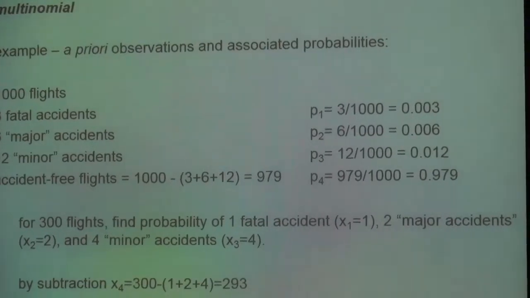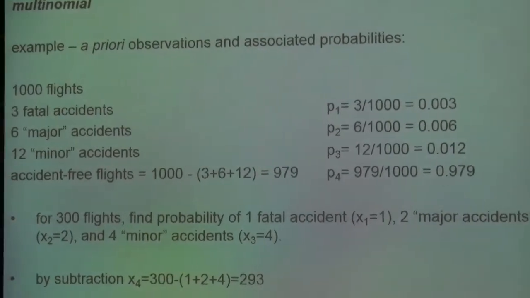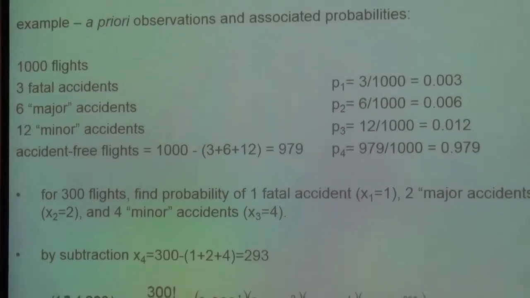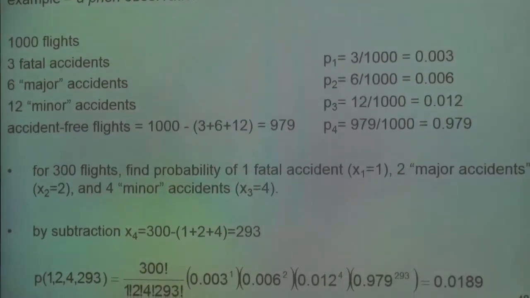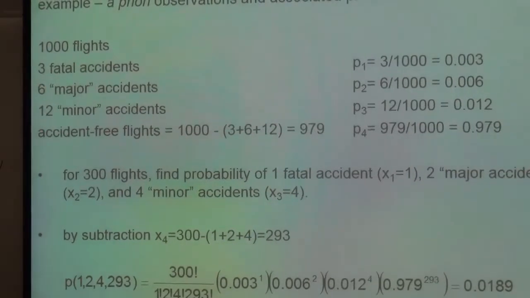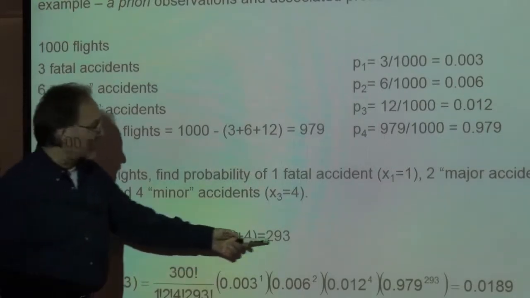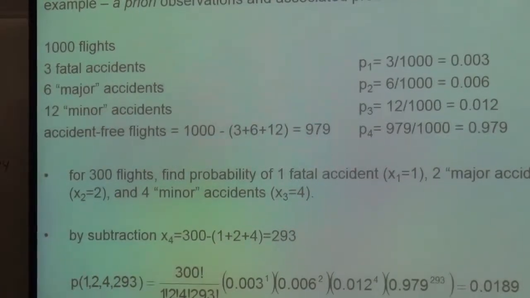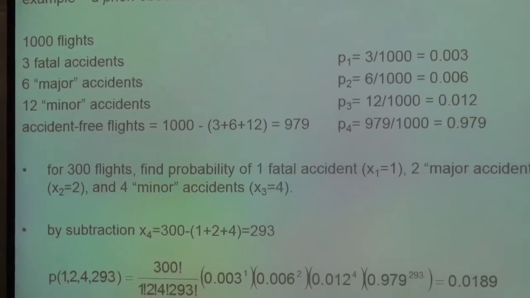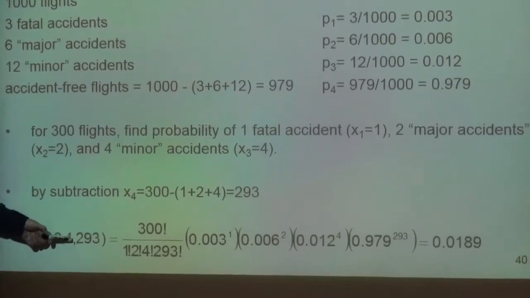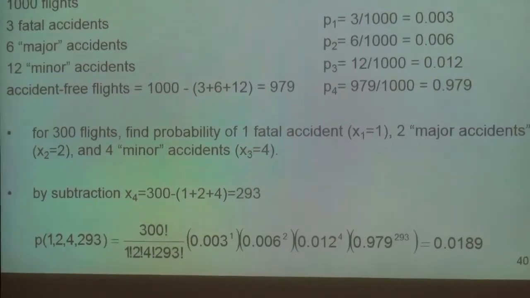Now, a question that I can ask is, for 300 flights, what's the probability of 1 fatal, 2 major, 4 minor? And we're assuming that the remainder are accident-free. By subtraction, the number of accident-free flights is 293. Again, the notation is the number of occurrences in each one of the categories, separated by commas, given that you know the a priori probabilities for each one of those.